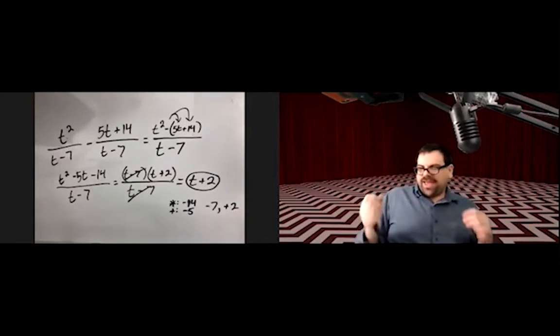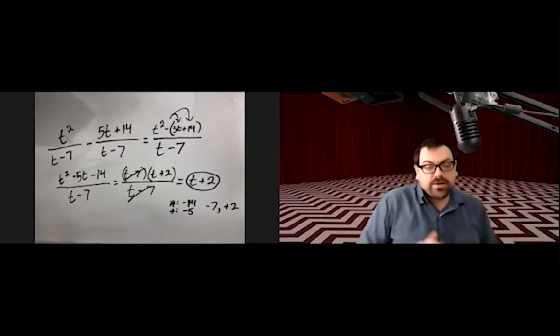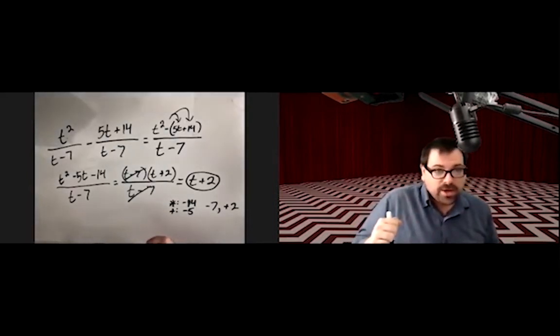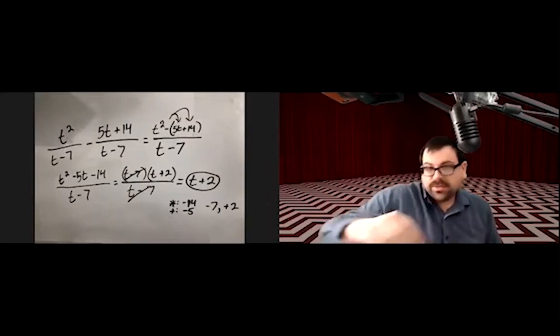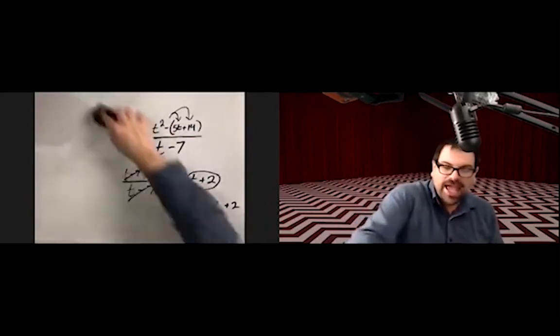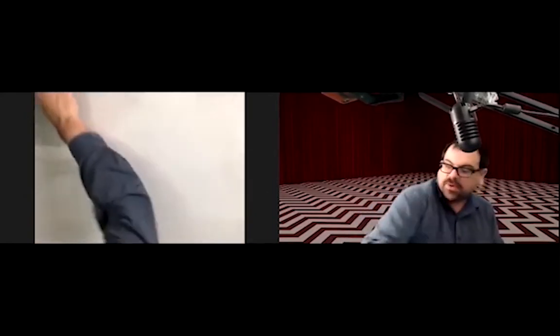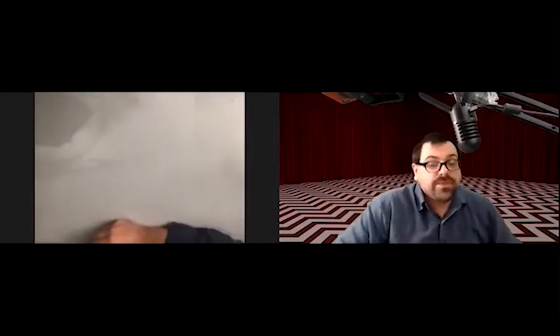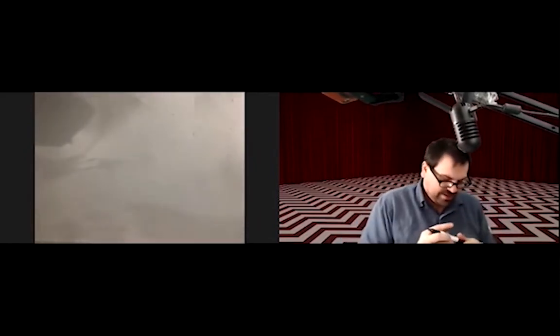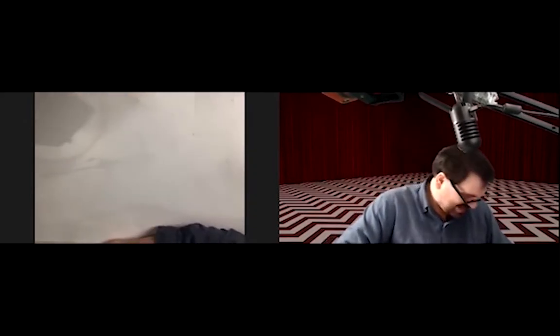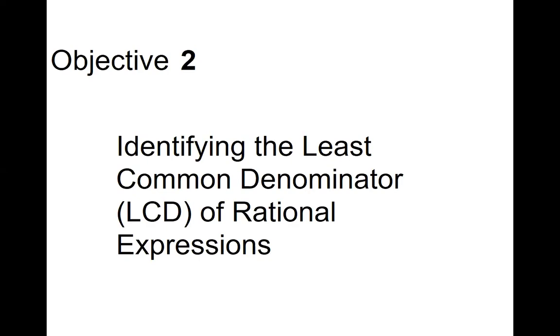So that's how we take care of adding and subtracting rational expressions that have a common denominator, that already have the same thing on the bottom. Now, if you remember how we add and subtract fractions that don't have common denominators, you might be thinking, well, this is going to get interesting. And guess what? This is going to get interesting. Objective 2 in this topic: identify the least common denominator of rational expressions.